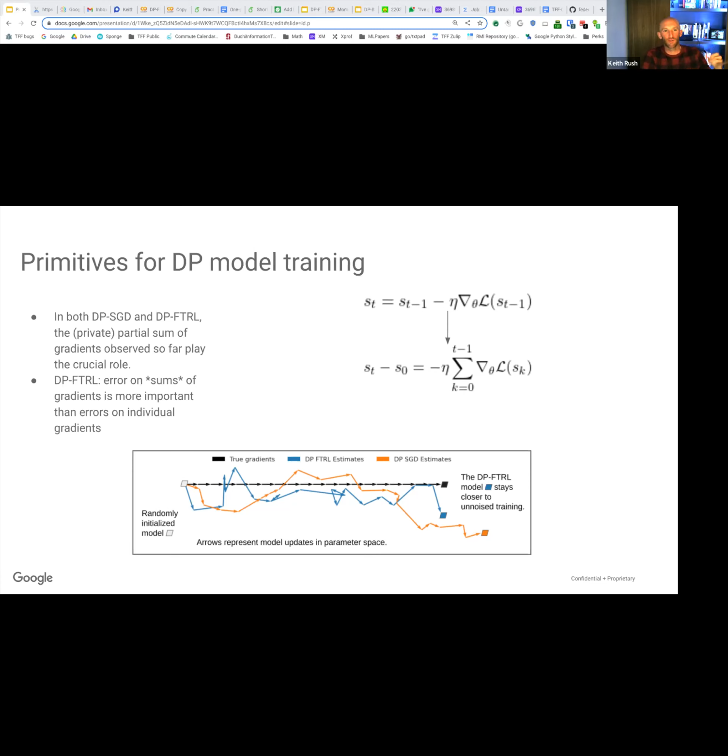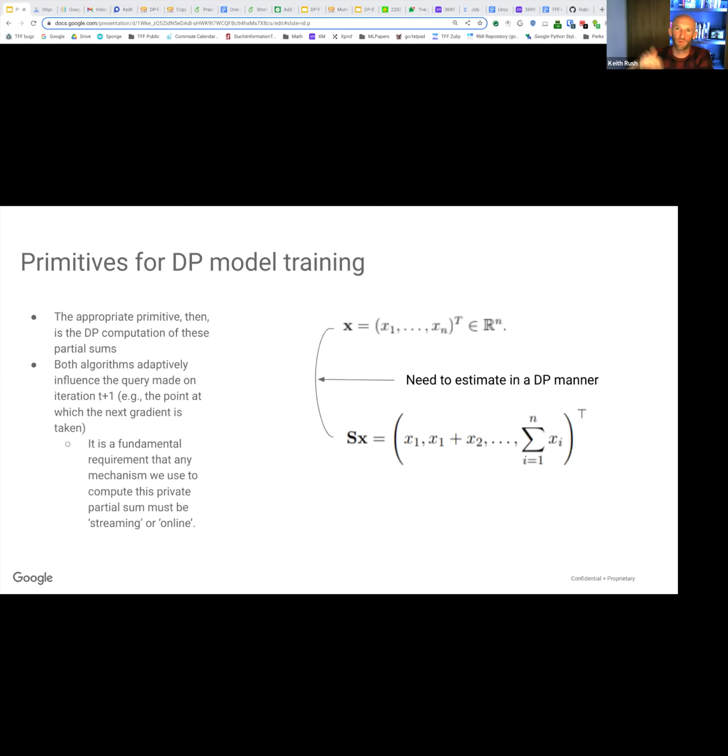And the DPFTRL work made the crucial observation that some kind of correlated noise between the steps of its procedure can give you better error, because the error on the sum is more important than the error on the individual gradients. Remember that when we were talking about DPSGD earlier, we literally just add some noise to the individual gradient, independent across steps. But the DPFTRL work observed that if you correlate this noise across steps, you can win, even if the average noise per step is larger. Because it's correlated, you can stay closer to the unnoised model during training, even though the per-gradient variance is higher. So Brendan had some collab that generated this plot, which was in this blog post we're going to talk about in a second.